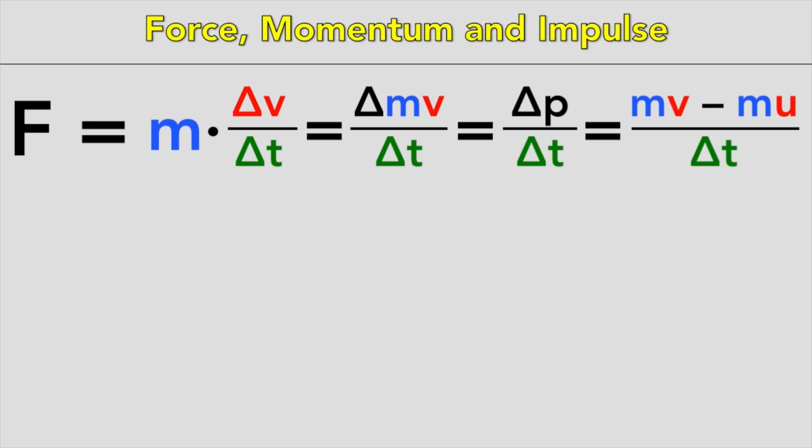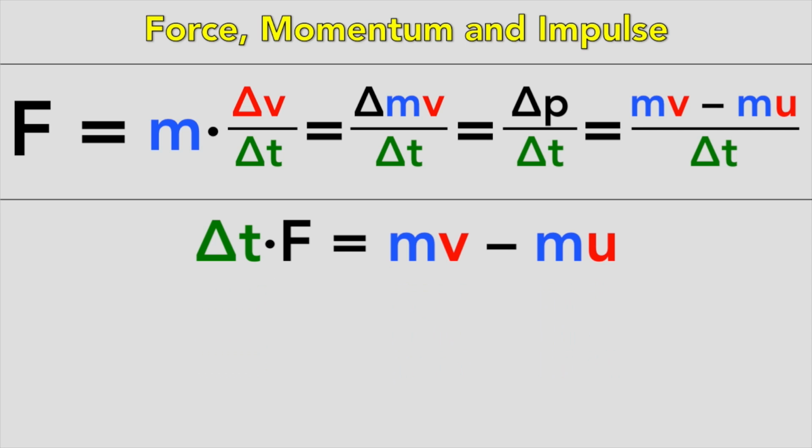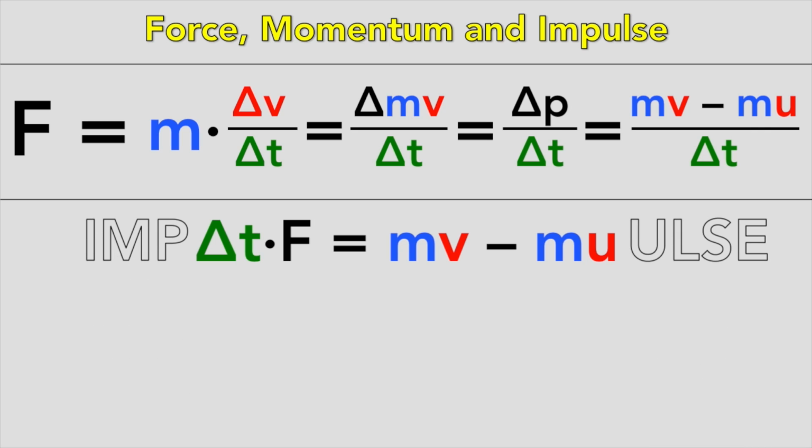Now Newton's second law can then be rearranged to give delta t multiplied by F equals mv minus mu. And impulse is defined as the product of the force and time, or F t. So therefore, the impulse on an object is equal to the change of momentum of the object, measured in newton seconds.